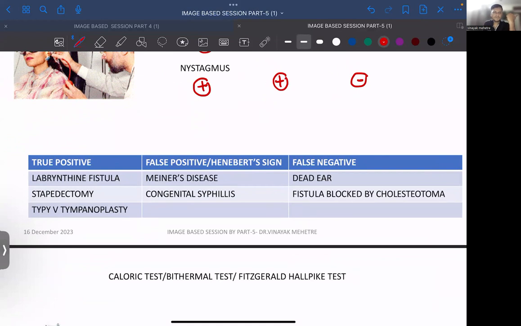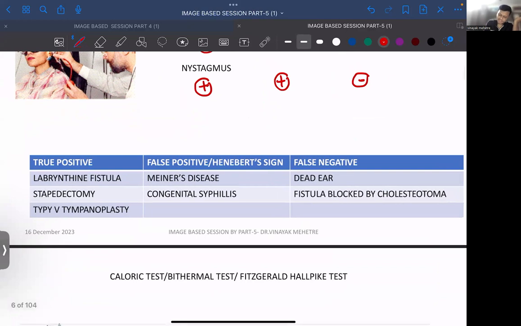And these are the diseases or deformities related to everything. True positive is seen in labyrinthine fistula, stapedectomy, and type 5 tympanoplasty. In this, we will see true positive fistula sign. Then comes Meniere's disease and congenital syphilis, which will cause Hennebert sign. Hennebert sign, that is false positive fistula sign.